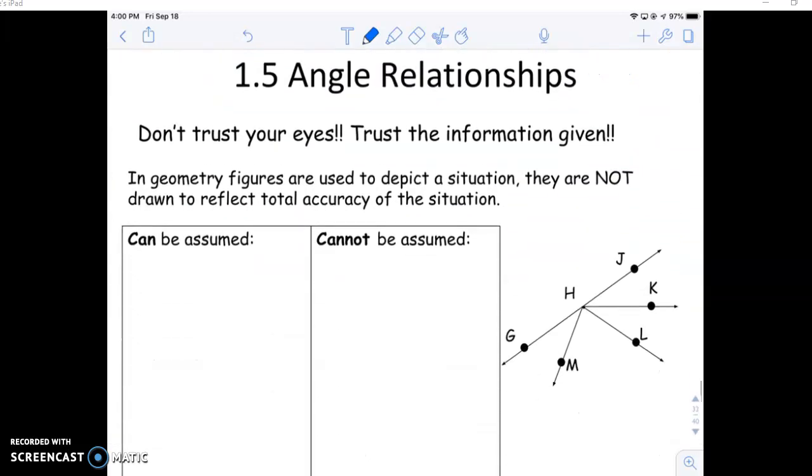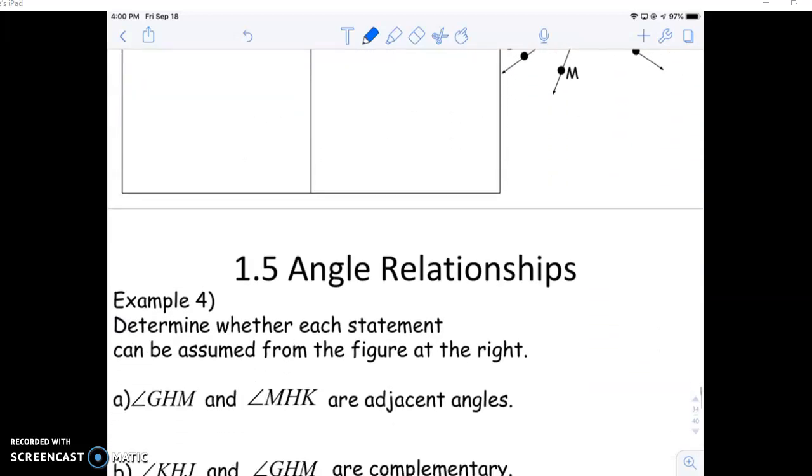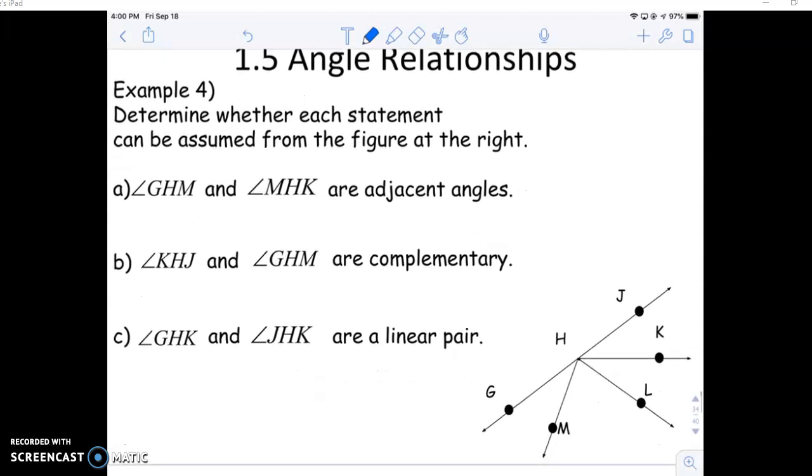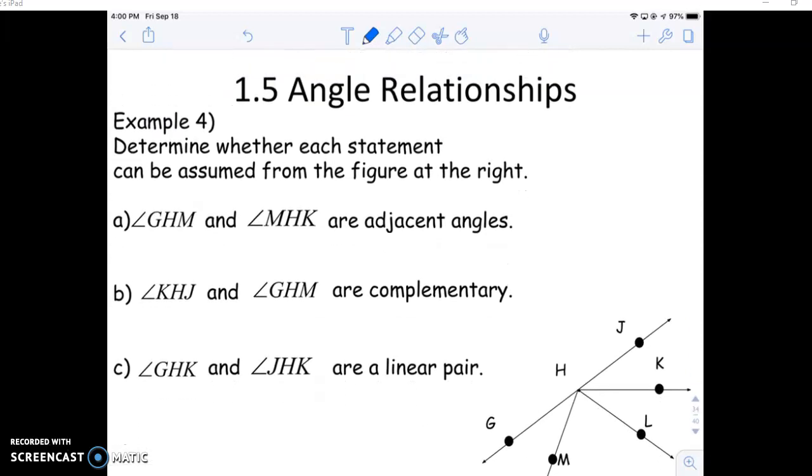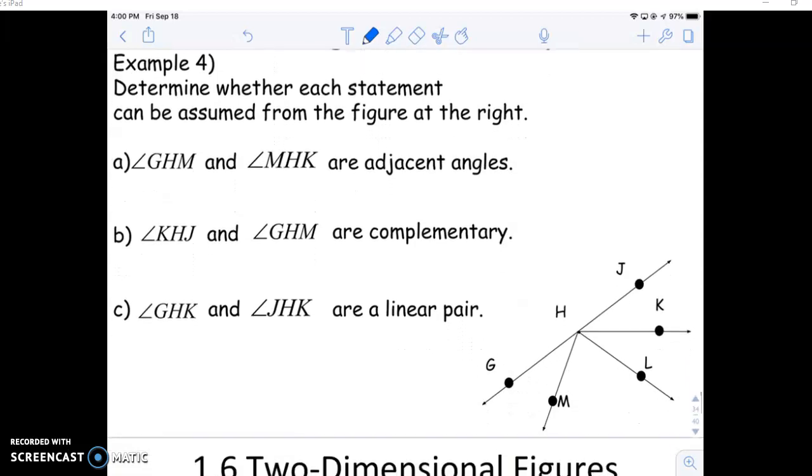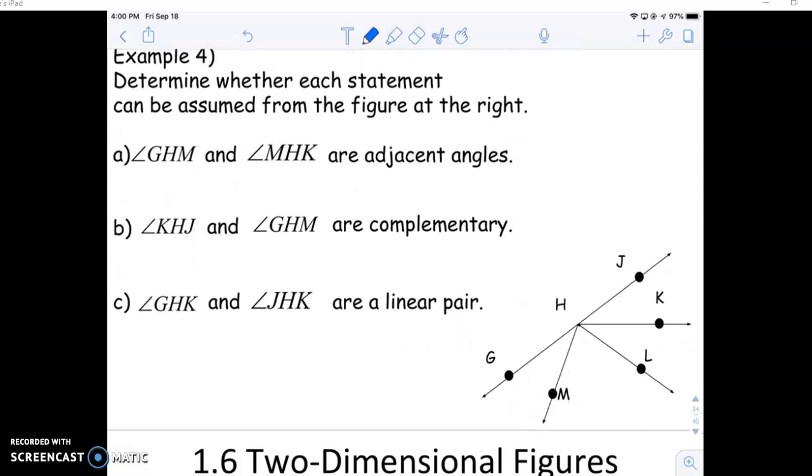Next, we are going to skip that because I'm running out of time. I'm only allowed 15 minutes, so I've got 30 seconds more. So determine whether each statement can be assumed from the figure at the right. GHM and MHK are adjacent angles. We can assume that because they have a common vertex and share a side, with no common interior points.